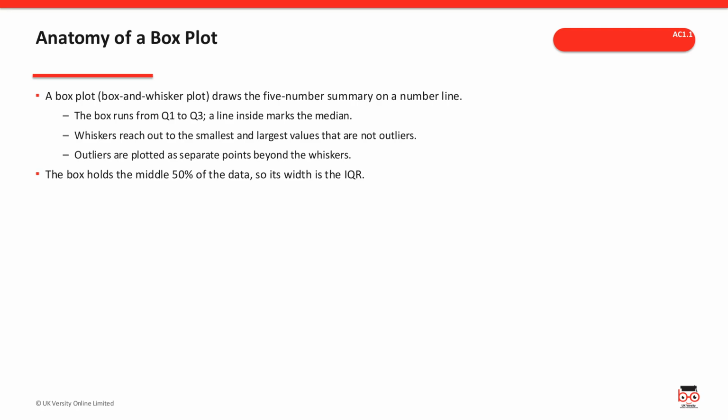A box plot, or box and whisker plot, draws the 5-number summary straight onto a number line. The box stretches from Q1 to Q3, with a line inside marking the median. Whiskers reach out to the smallest and largest values that aren't outliers, and any genuine outliers get plotted as separate points beyond them. Because the box holds the middle half of the data, its width is exactly the interquartile range.